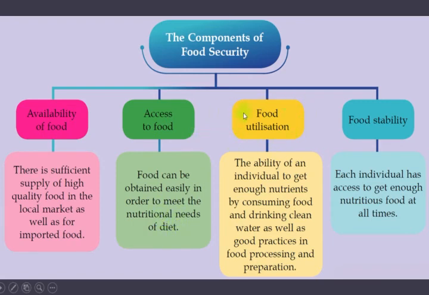The third component is food utilization. The ability of an individual to get enough nutrient by consuming food and drinking clean water, as well as good practices in food processing and preparation. So that is food utilization. And the last component is food stability. Food stability refers to each individual having access to enough nutritious food at all times. Those are the components of food security.